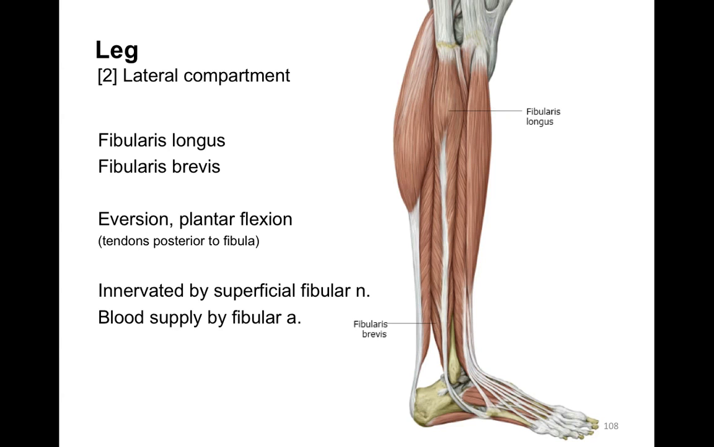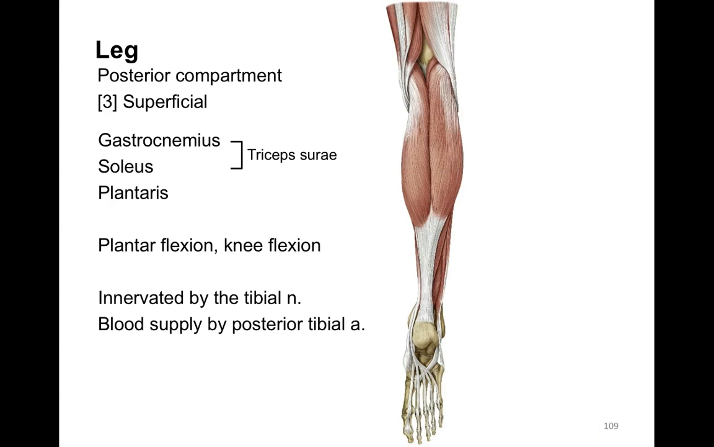artery. The lateral compartment consists of two muscles, fibularis longus and fibularis brevis. The motions here are eversion and plantar flexion. Eversion because the tendons pass laterally to the subtalar joint, and plantar flexion because the tendons are posterior to the fibula, therefore posterior to the talocrural joint. Innervation is superficial fibular nerve, and the blood supply is by the fibular artery.